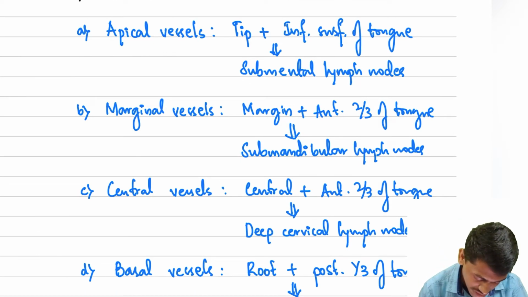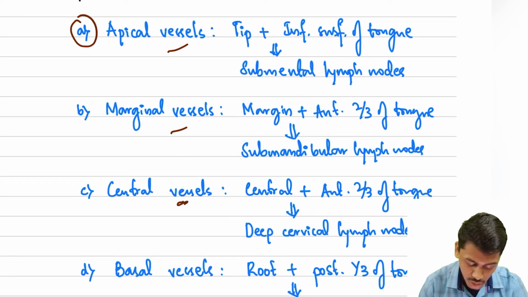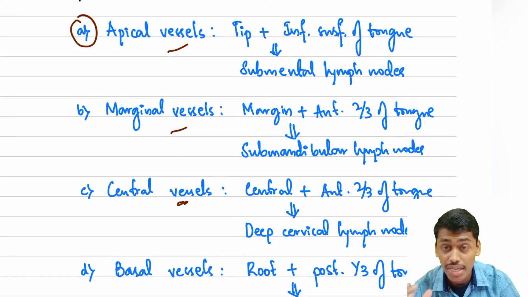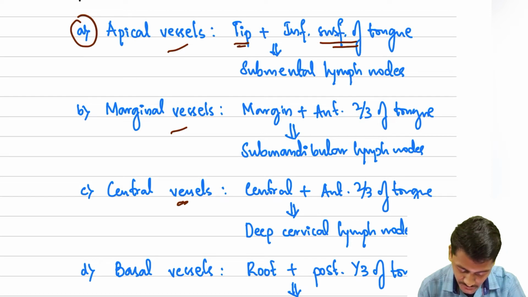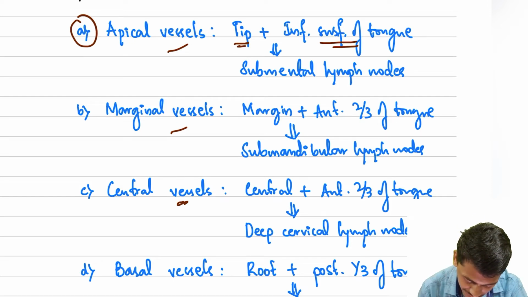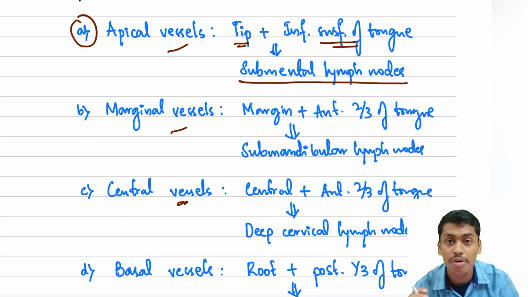We have the apical vessels, marginal vessels, central vessels, as well as the basal vessels. Firstly, we will discuss the apical vessels. Apical vessels drain from the tip of the tongue as well as the inferior surface of the tongue, and they drain into the submental lymph nodes.